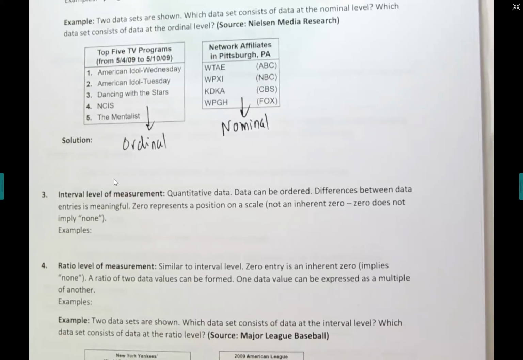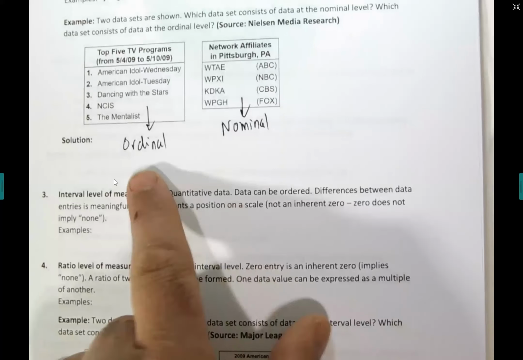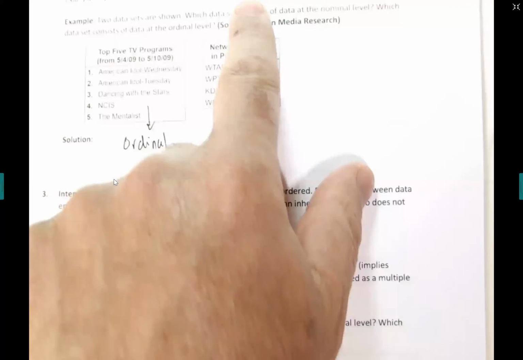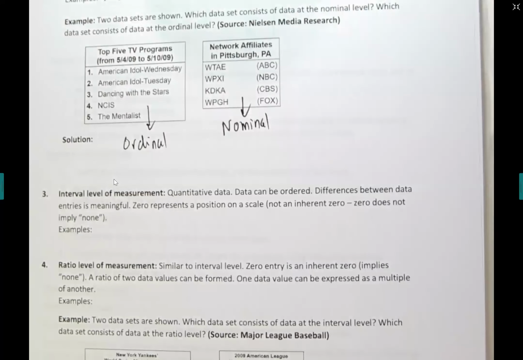Interval level of measurement: it's quantitative data, no more qualitative data. Data can be ordered, from lowest to largest, largest to lowest. The difference between data entries is meaningful. The difference between letter grade A and letter grade B is not meaningful, guys. What's A minus B? It doesn't mean anything. Here it means something. And the 0 at this level, I'd like you to pay attention to this. The 0 at this level means something.